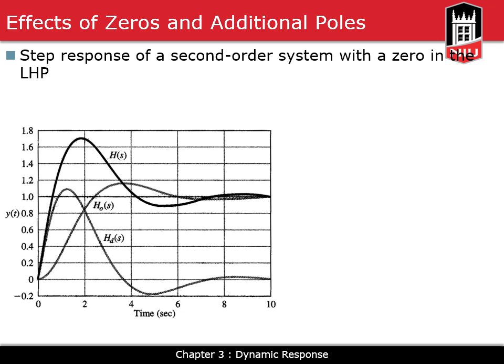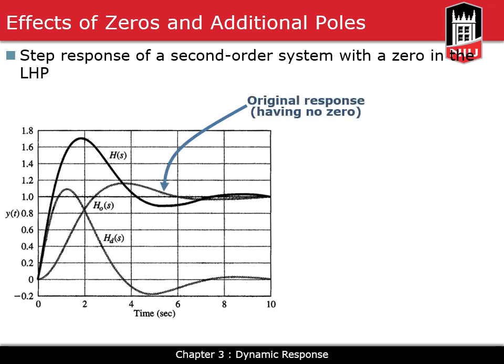So you can see that the response due to HO is pretty much the same as the response we got for the standard second order transfer function. HD is not so normal. It goes up to 1, comes back down, goes even below 0, gets into the negative values, and then converges to 0. The total response will be the summation of those two responses, HO and HD.